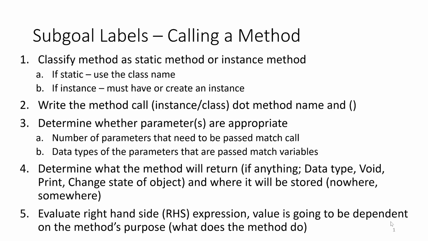Subgoal 5. Evaluate the right-hand side of the expression. The value is going to be dependent on the method's purpose. What does the method do? Let's look at our worked example.